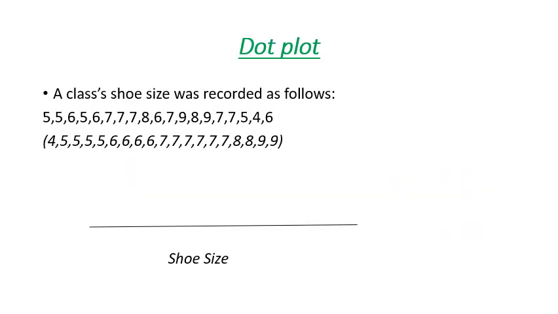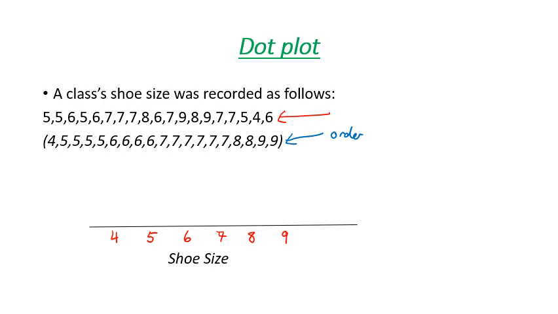Now let's have a look at an example of a dot plot here. You can see that this is a set of data. So here we've got the set of data of shoe sizes that were recorded for a class. Now what I've done is I've actually pre-ordered them, so I've put them in order. Alright, and that's what you need to make sure you do. And we can see then from our data that the smallest shoe size is in fact 4. The next one is 5. Then we've got 6, 7, 8, and 9.